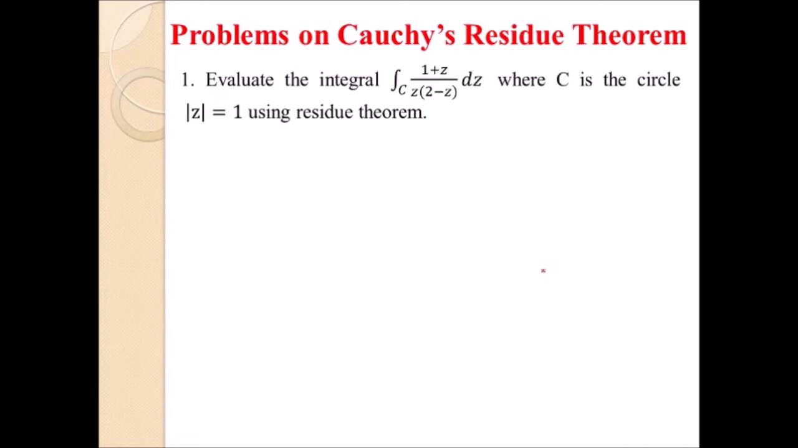Evaluate the integration over C of (1 plus z) by z into (2 minus z) dz, where C is the circle mod z equal to 1, using the residue theorem. So let f of z equal (1 plus z) by z into (2 minus z). f of z has poles or singular points at z equal to 0 and z equal to 2.